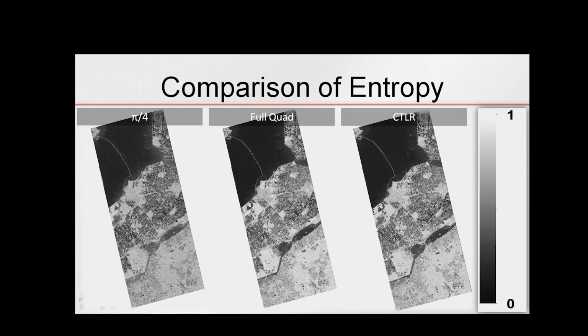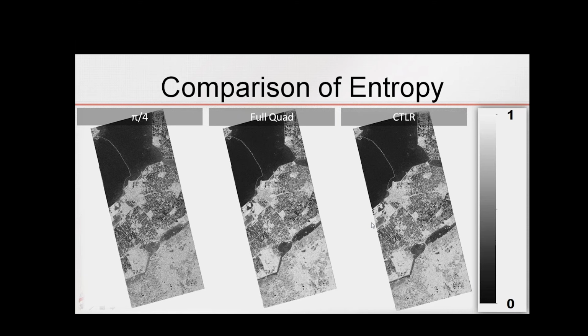So if we jump straight to the results, here we have 3 images of entropy for each of my modes. So from left to right, I have Polarimetry, I have full quad, and then I have CTLR. Now if we compare both Polarimetry and CTLR to full quad, there's a few differences. And we notice something about the mixturing of the scattering mechanisms.